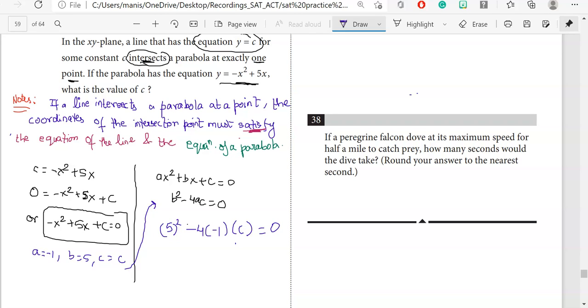Now as you can see, it becomes quite easy. You just have to solve this and you will end up with the value of C. So my C will be equal to -25. Okay, I think I messed up somewhere. It was a -1 over here.